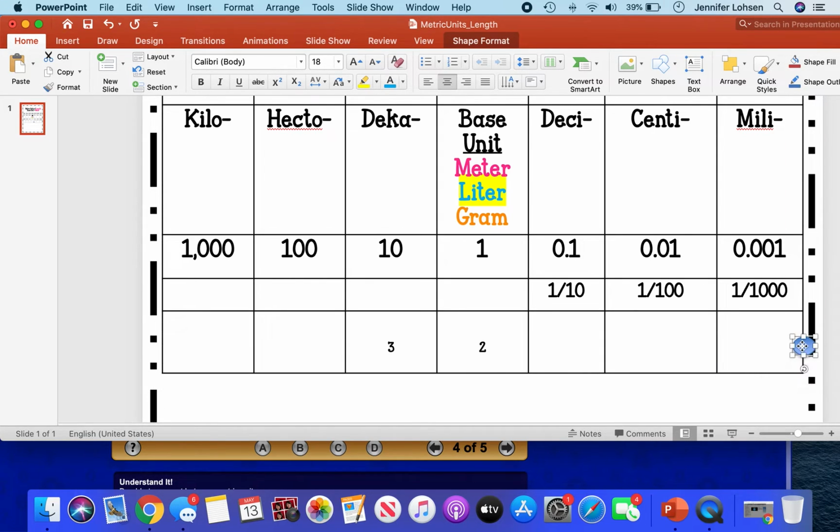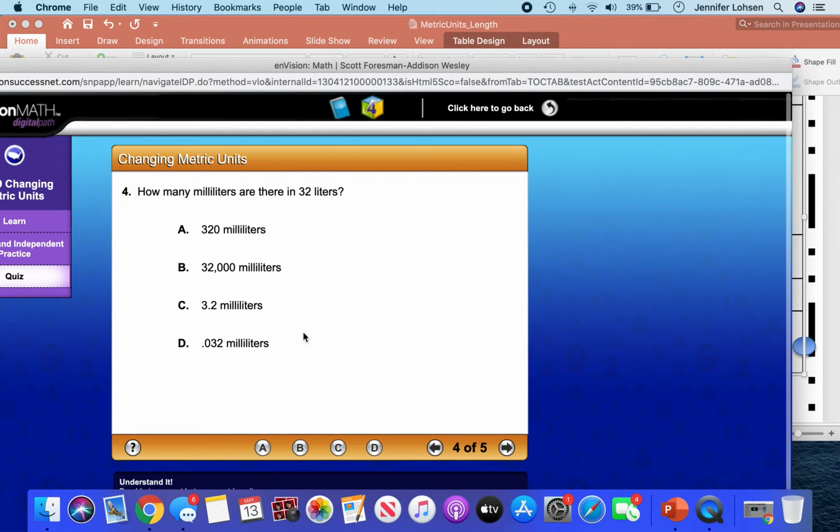If I stop here, I am at milliliters, but I have all these empty boxes. What do I do with those empty boxes? What do I fill them with? If you're saying zeros, you are absolutely correct. So 32 liters is now equivalent to 32,000 milliliters. And that makes perfect sense because 1 liter is 1,000 milliliters. So we had 32 liters, that would be 32,000 milliliters, okay? So 32,000 milliliters is our answer.